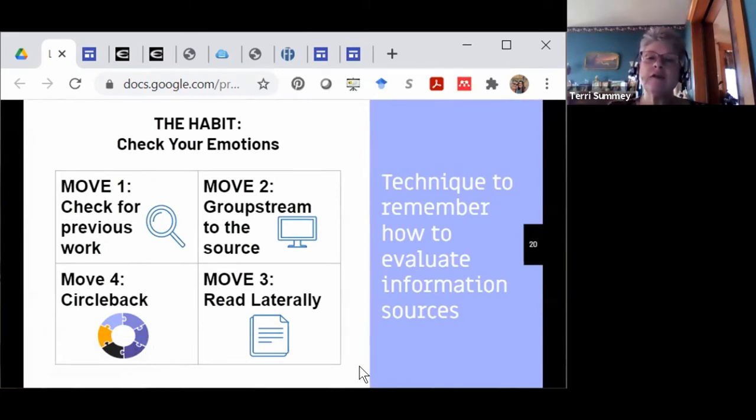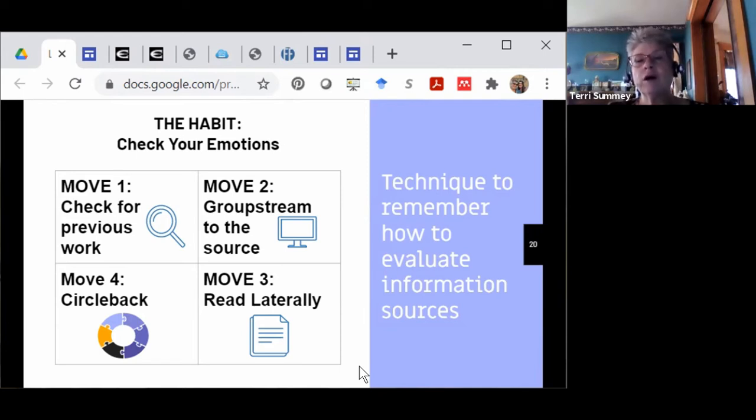When you're reading something on social media or the paper, or when you're watching it on television, what do you feel when you see or read it? Do you feel strong emotion, things like happiness, anger, pride, vindication? And does that emotion push you to share that fact with others? Then you need to stop and go through the 4 moves to do some fact checking first.